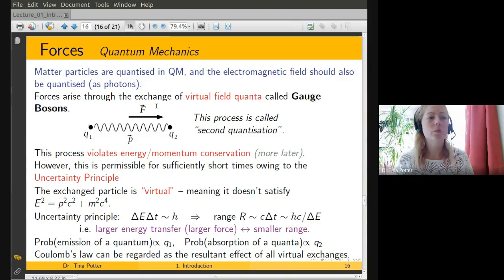So you can think of Coulomb's law like this as well. If you want a very large force exchange between two charged particles, they better be close together. But we'll discuss this a little bit more.